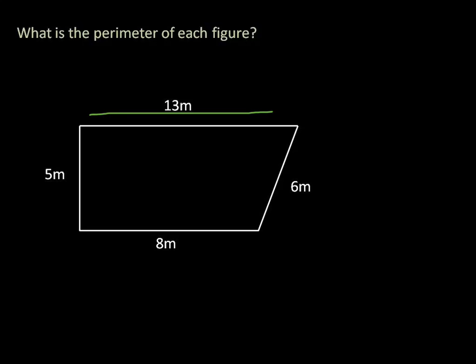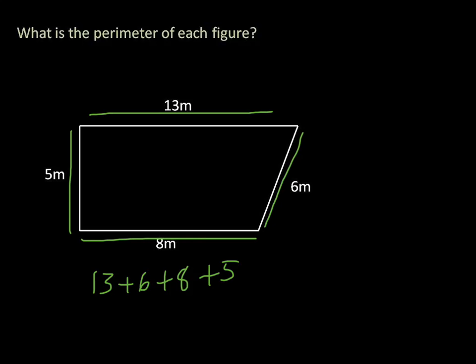This one here. First, you'd start maybe with 13. You could have started with any one you wanted as long as you went around. Okay, then the next one, 6. The next one, 8. The next one, 5. And then we get a total of 32 meters. Hopefully you got the same thing.